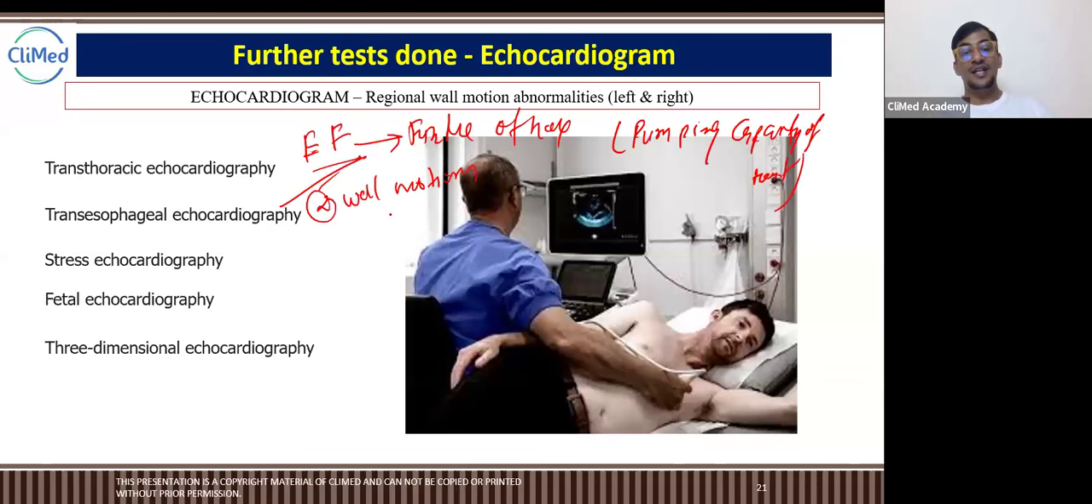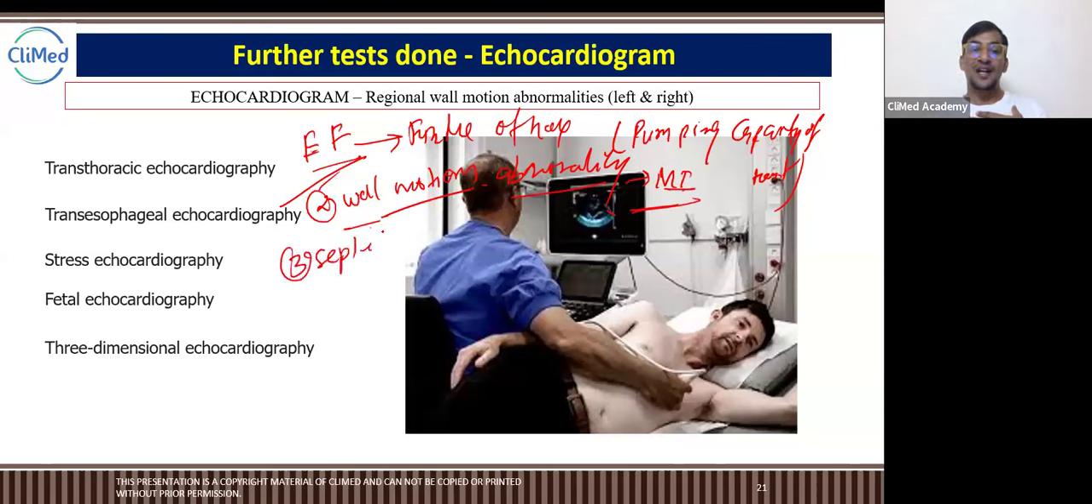Wall motions, like in case of myocardial infarction, when oxygen supply is not proper to the different areas of the heart, it is like compromised wall motion. So we call that wall motion abnormalities, right? When the contraction and relaxation is not happening properly, that is called wall motion abnormalities, and it happens in case of myocardial infarction, so that can be checked in echocardiogram.